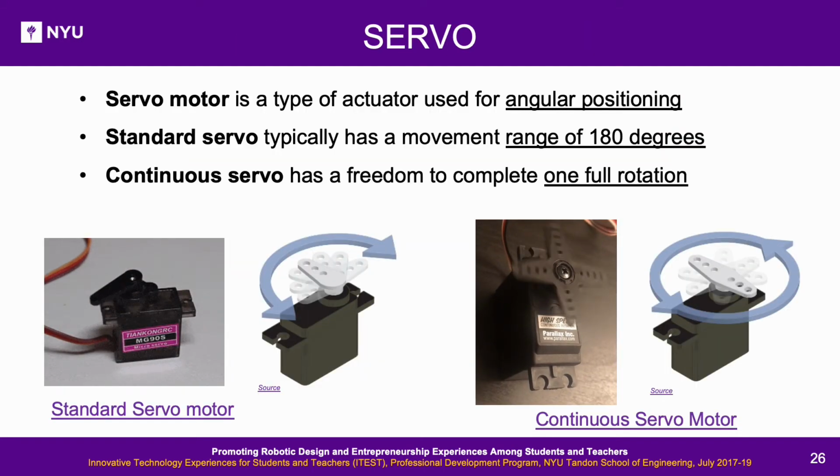Servo. A servo motor is a type of actuator, typically used for angular positioning. There are two major types of servos, standard servos and continuous servos. A standard servo typically has a movement range of 180 degrees, but the range can be more or less, based on the model. A continuous servo has the freedom to complete one full rotation and can rotate continuously, as can be seen in the animation on the right.